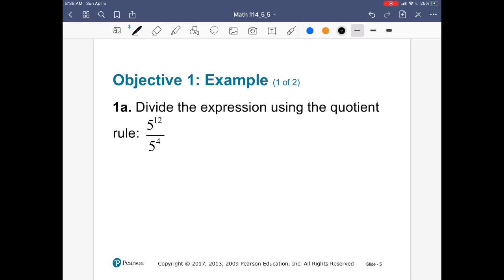So on this one we have divide the expression using the quotient rule: 5 to the 12th divided by 5 to the fourth. So since we have the same base, I can say that this is 5 to the 12 minus 4, which is 5 to the 8th. Divide the expression using the quotient rule again. Okay, so we have our base, which is x. That means that since we have the same base, the exponents will subtract. So this becomes x to the 9 minus 2, which is x to the 7th.